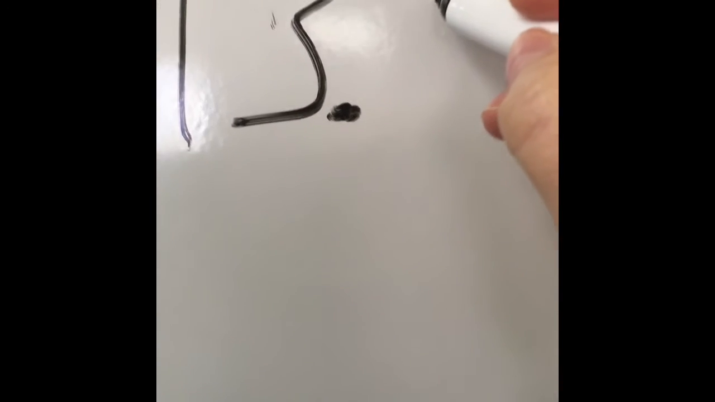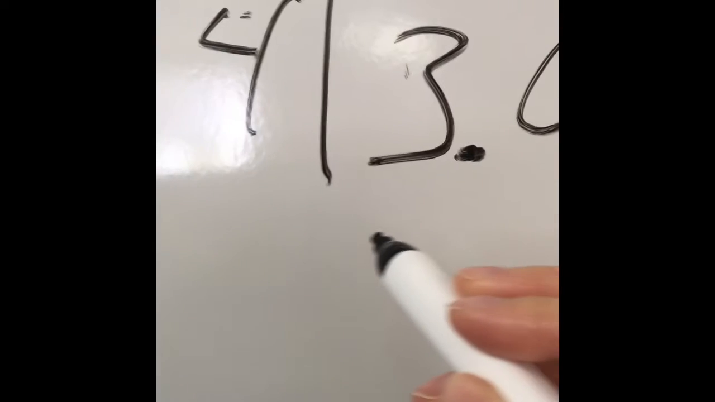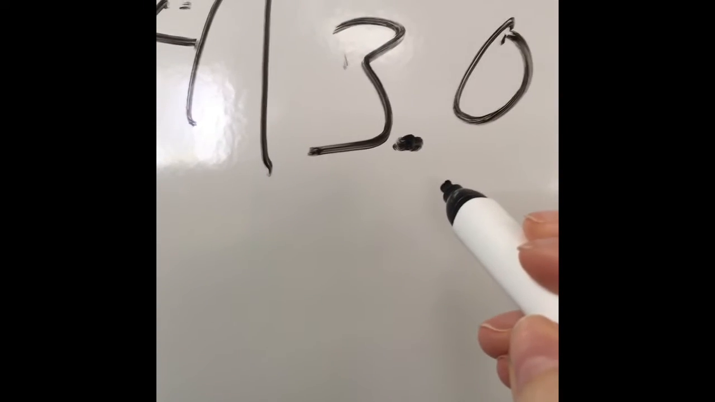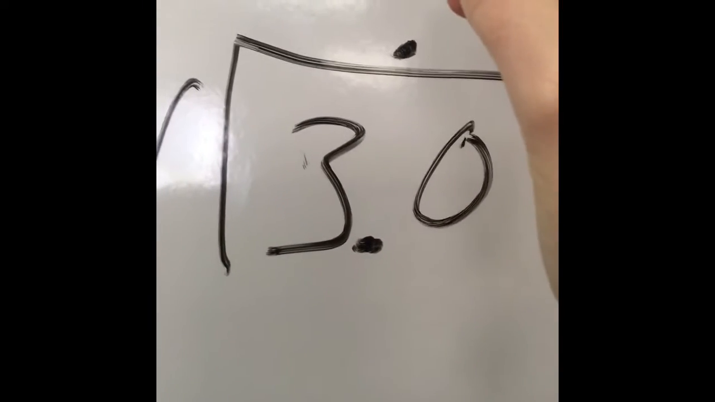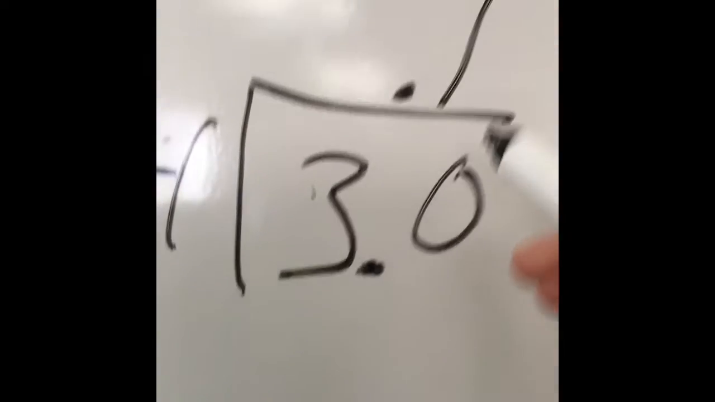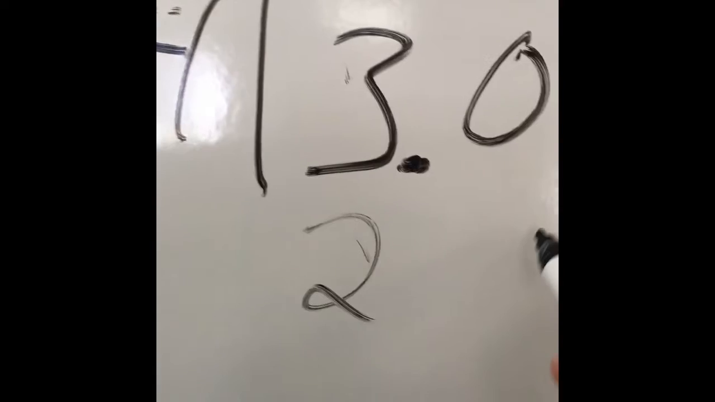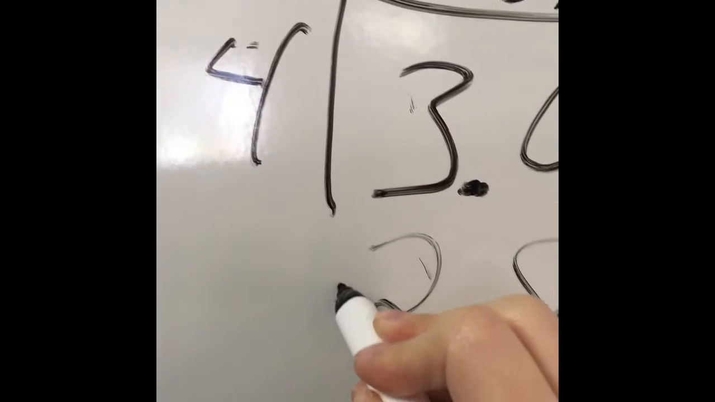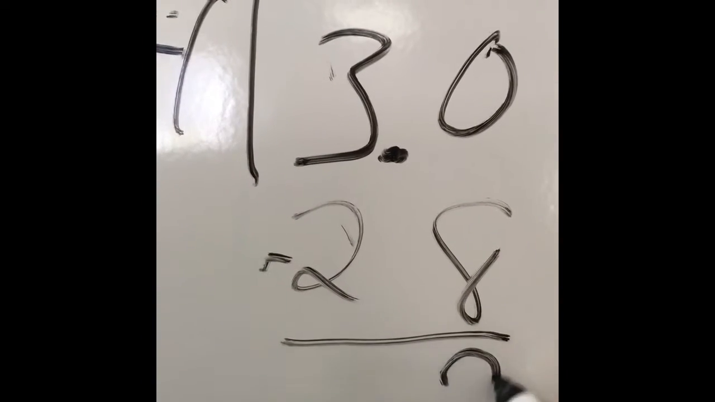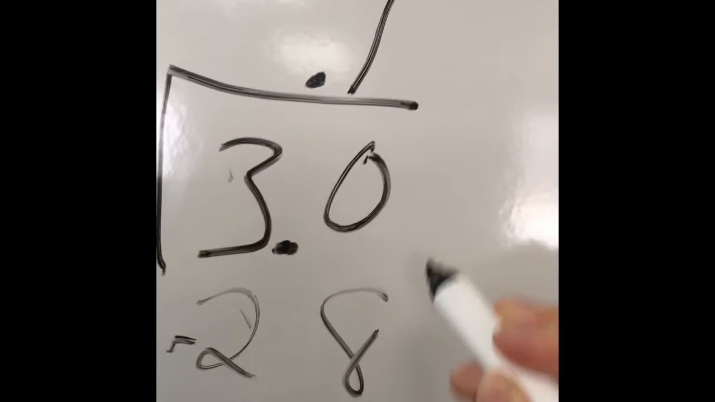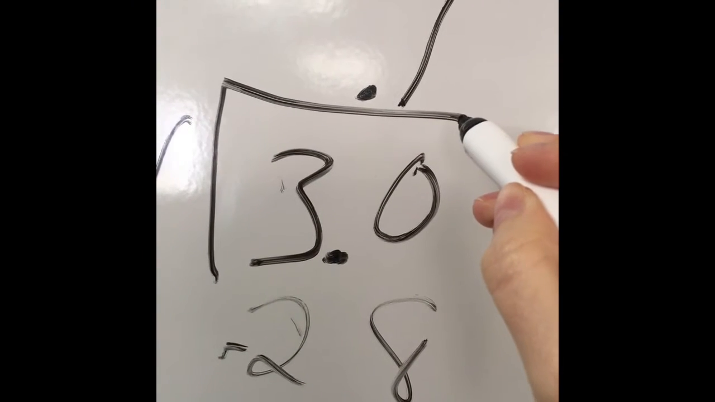So we need to add the 0 here, and 4 goes into 30 7 times. So we put our 7 after our decimal point. 4 times 7 is 28. Subtract 28 from 30, we get 2. We need to keep on dividing.